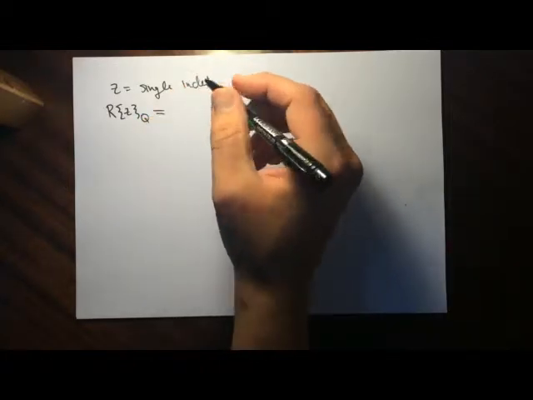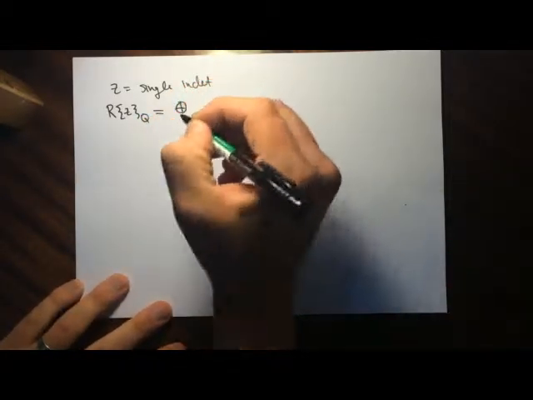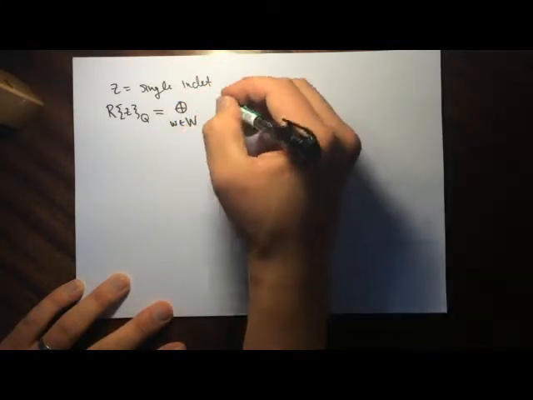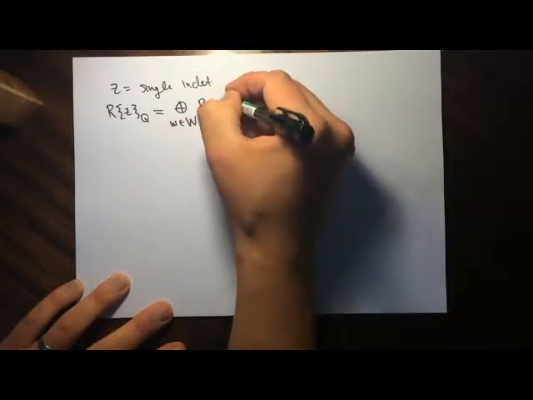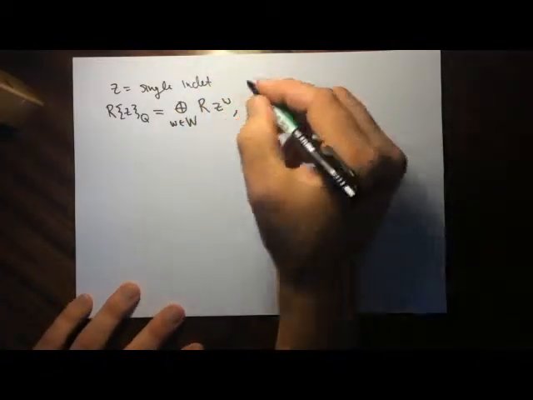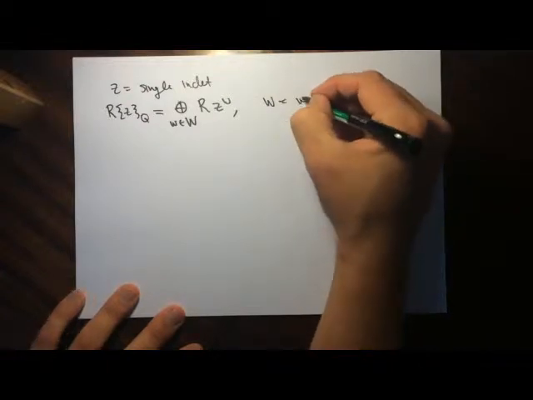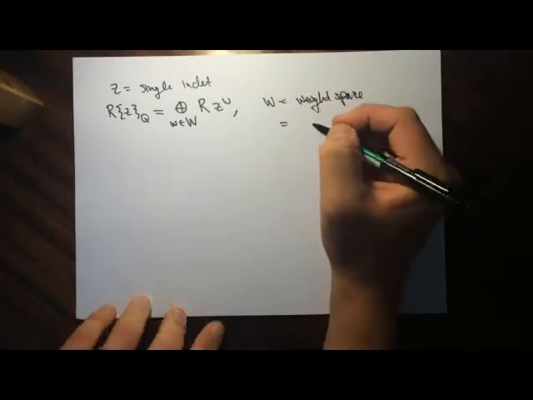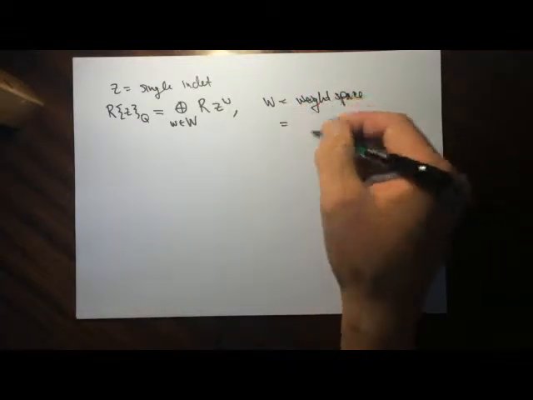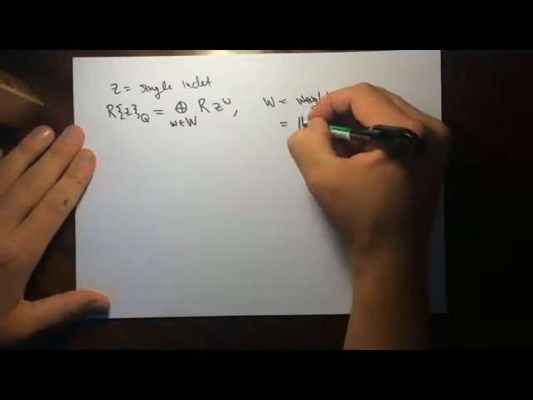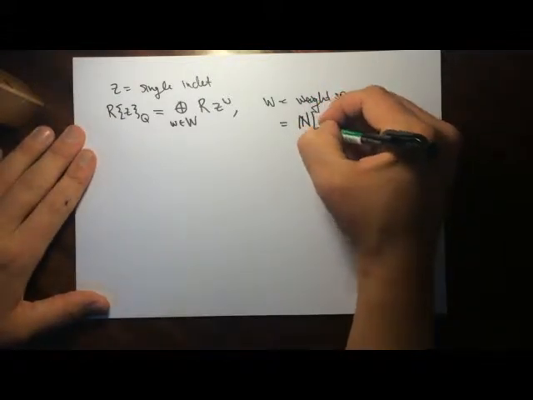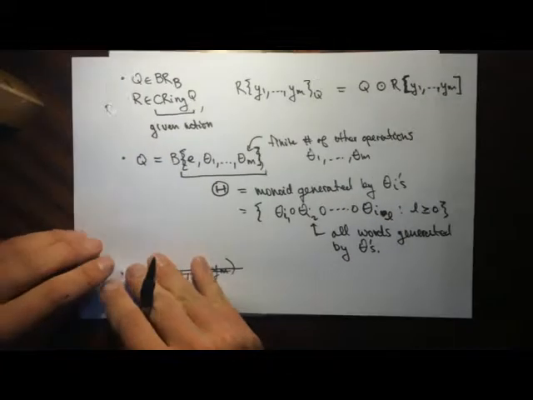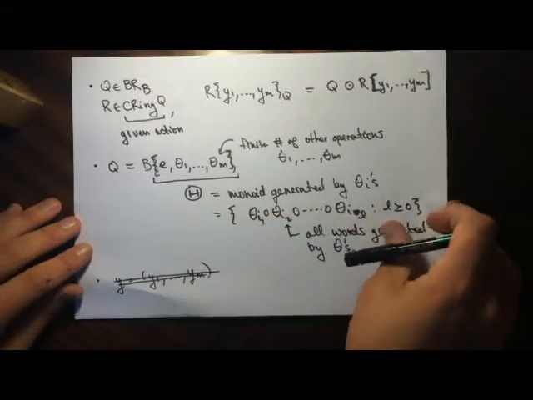So this is going to look like a big direct sum over W, where W runs over this weight space, of R times z to the W. Here W is the weight space, what I'm going to call the weight space. And this is going to be generated by, well, n, and then we're going to take these thetas, the monoid of these operations here. So in this case, it's going to be this big monoid of things here.